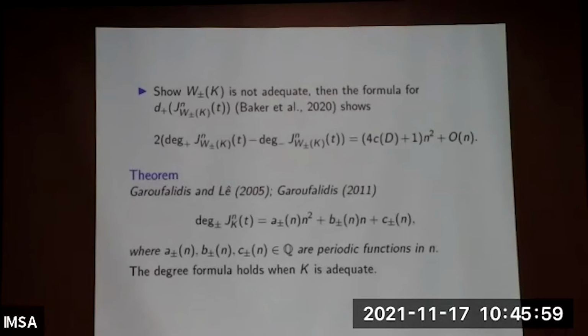It does, because of the degree of the n-color Jones polynomial. For any knot I give you, the degree of the n-color Jones polynomial is always going to be of this form. Yes. Isn't that amazing?